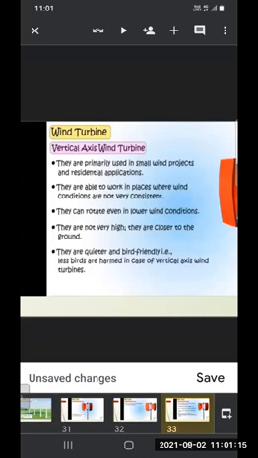Vertical axis wind turbines are able to work in places where the wind conditions are not very consistent. They can rotate even in lower wind conditions. Okay, जहाँ wind condition बहुत कम है, low है, वहाँ पर भी they can rotate. They are not very high, they are closer to the ground. Okay, जैसे horizontal axis जो बड़े बड़े होते हैं वैसे नहीं है ये. They are not very high and they are close to the ground.